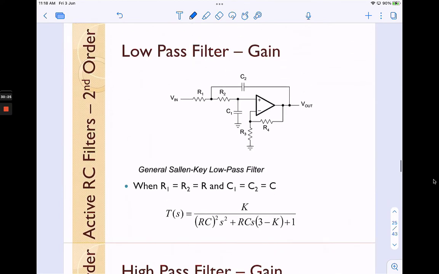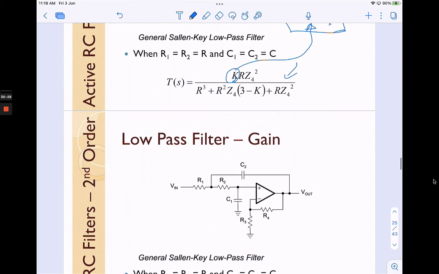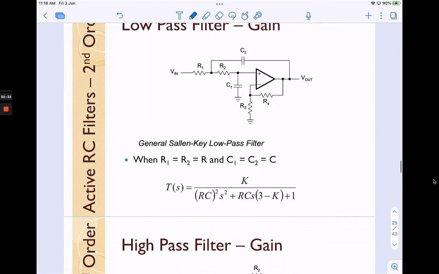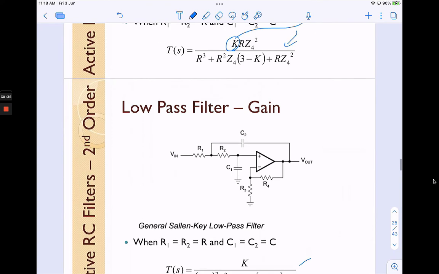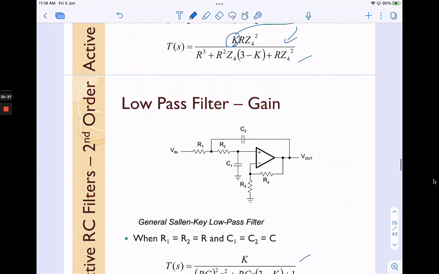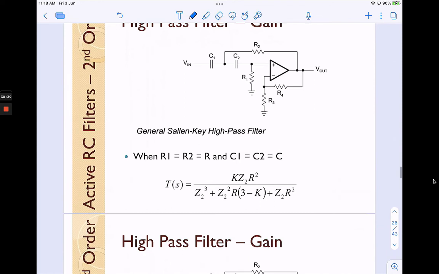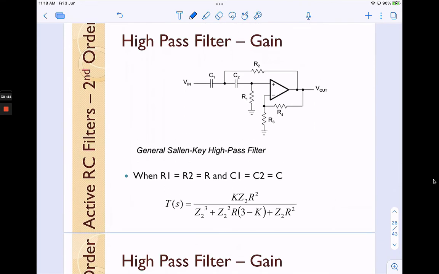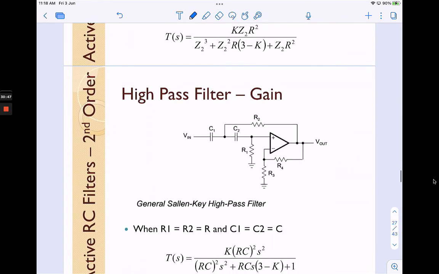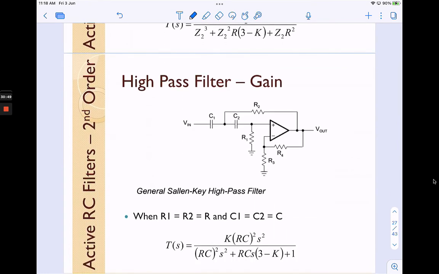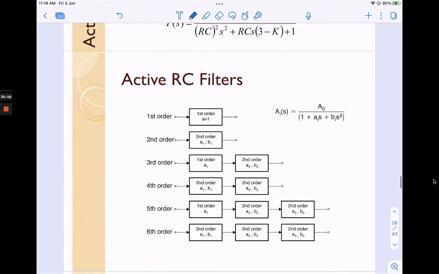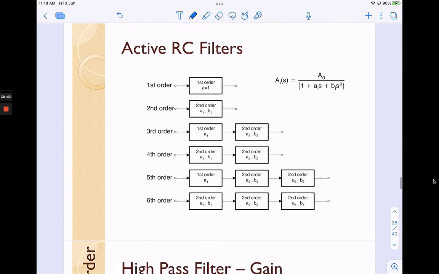This is for the low pass filter again. For this one, okay, this is a simplified version from the previous one. Now what we have for this high pass filter, and this is a simplified version of this transfer function for the high pass filter, Sallen-Key.